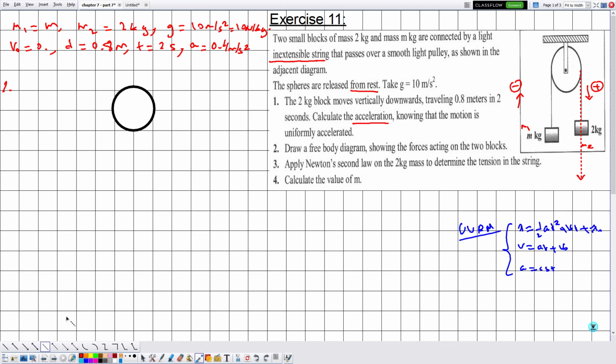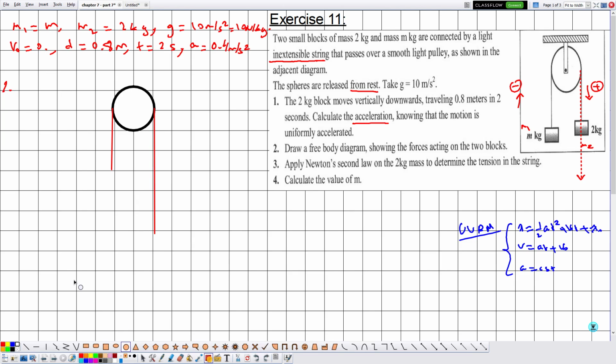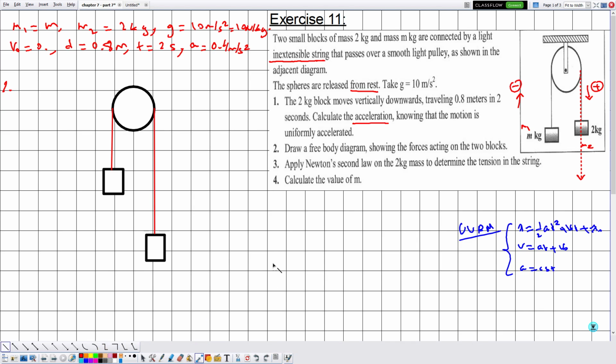This is the first string. This is the second string. So here we have the first block, and here is the second block. So now I will represent the forces before we choose a reference system.